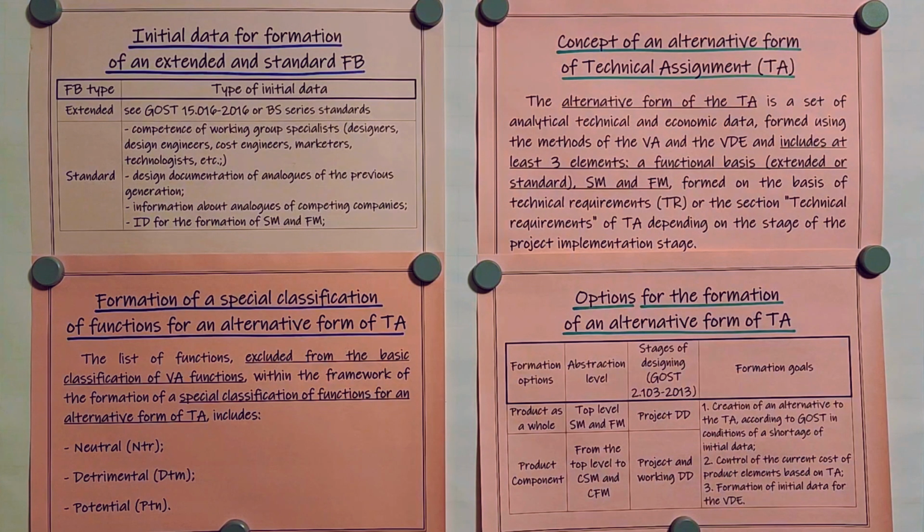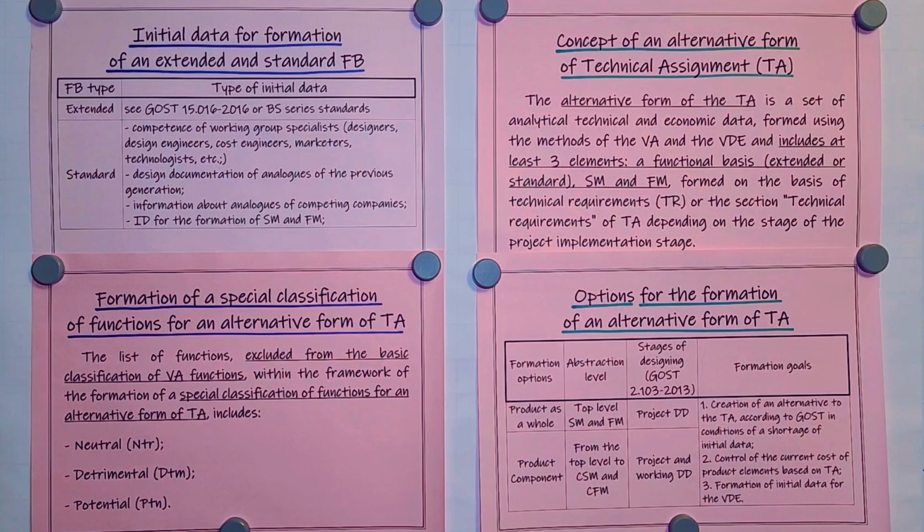However, in this instruction we are talking about the formation of a complete technical assignment for the product in accordance with GOST 15016, and not about the formation of an alternative technical assignment. The formation of an alternative form of technical assignment can be performed for two options: alternative technical assignment for the product as a whole, and alternative technical assignment for the product component.